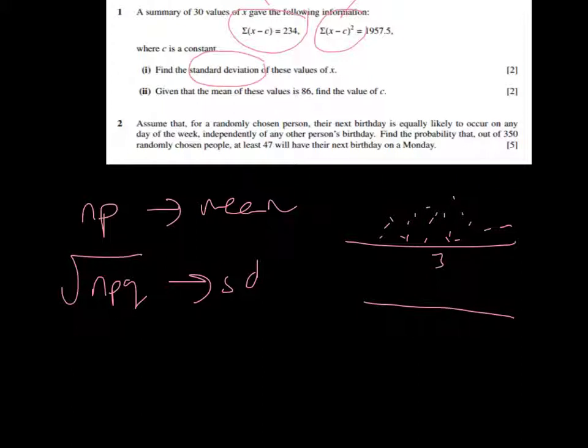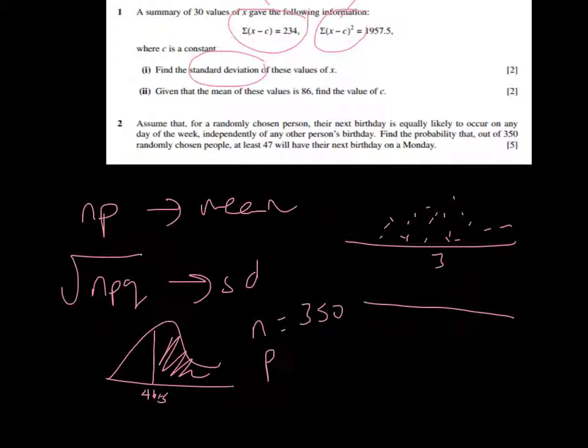Make sure that you look at what the continuity correction is. In this case, we want at least 47 people, which means that we would be going for anything from 46.5 and above for our normal distribution when we do that approximation. Just for completeness, the n would be 350 and the p in this case would be 1/7. So you go ahead, find the z-score, work out the probability, and solve that problem. And that would be a pretty nice 5 marks right there.